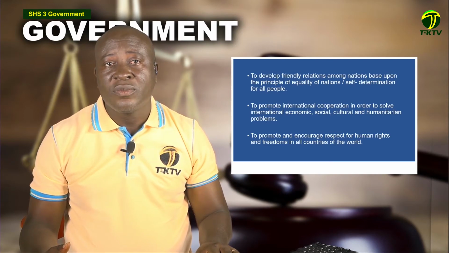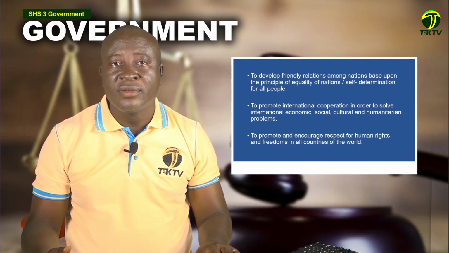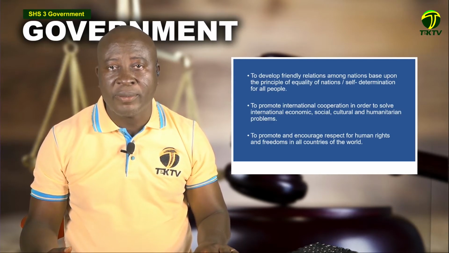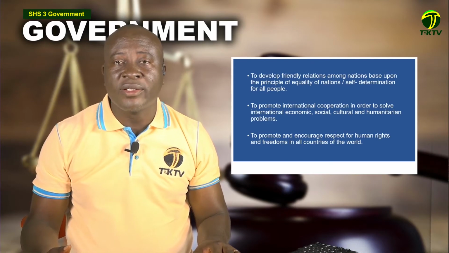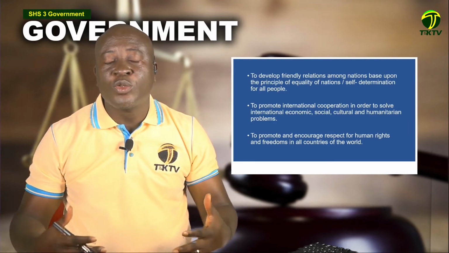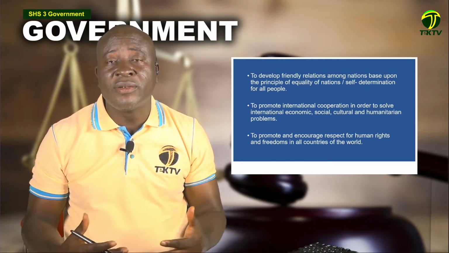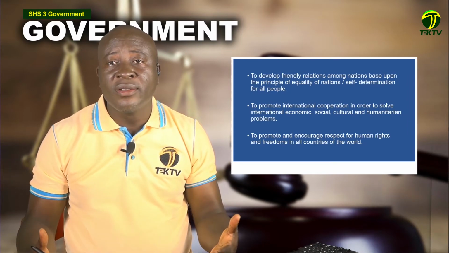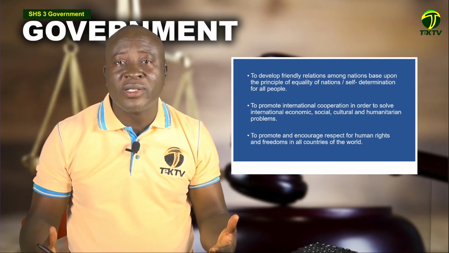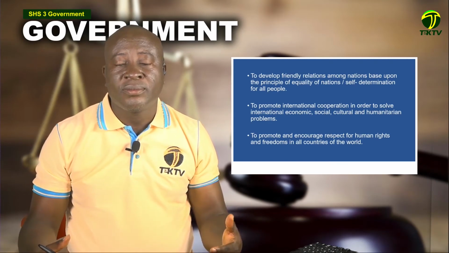Another aim for the formation of the UN is to promote international cooperation in order to solve international economic, social, cultural, and humanitarian problems. It is not the responsibility of one country, but globally, we are to solve them together, like this pandemic, coronavirus. You see the World Health Organization, in collaboration with the rest of the countries, finding a way to solve what is happening, what is dragging the entire world backwards. They are doing that in collaboration, in cooperation, and that is what the UN stands for.